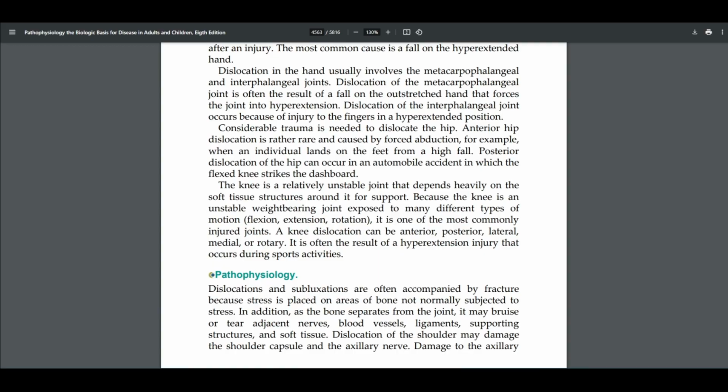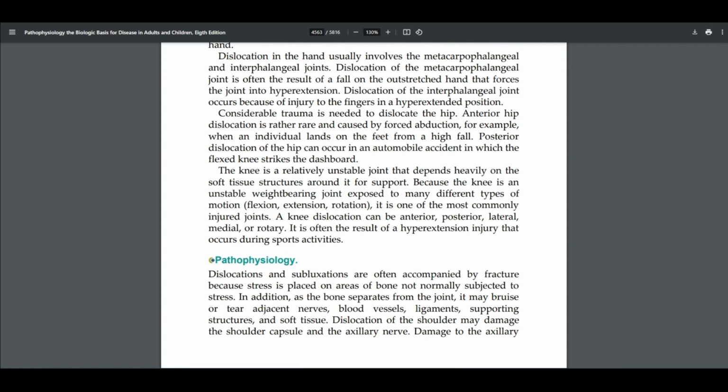Dislocation in the hand usually involves the metacarpophalangeal and interphalangeal joints. Dislocation of the metacarpophalangeal joint is often the result of a fall on the outstretched hand that forces the joint into hyperextension. Dislocation of the interphalangeal joint occurs because of injury to the fingers in a hyperextended position.